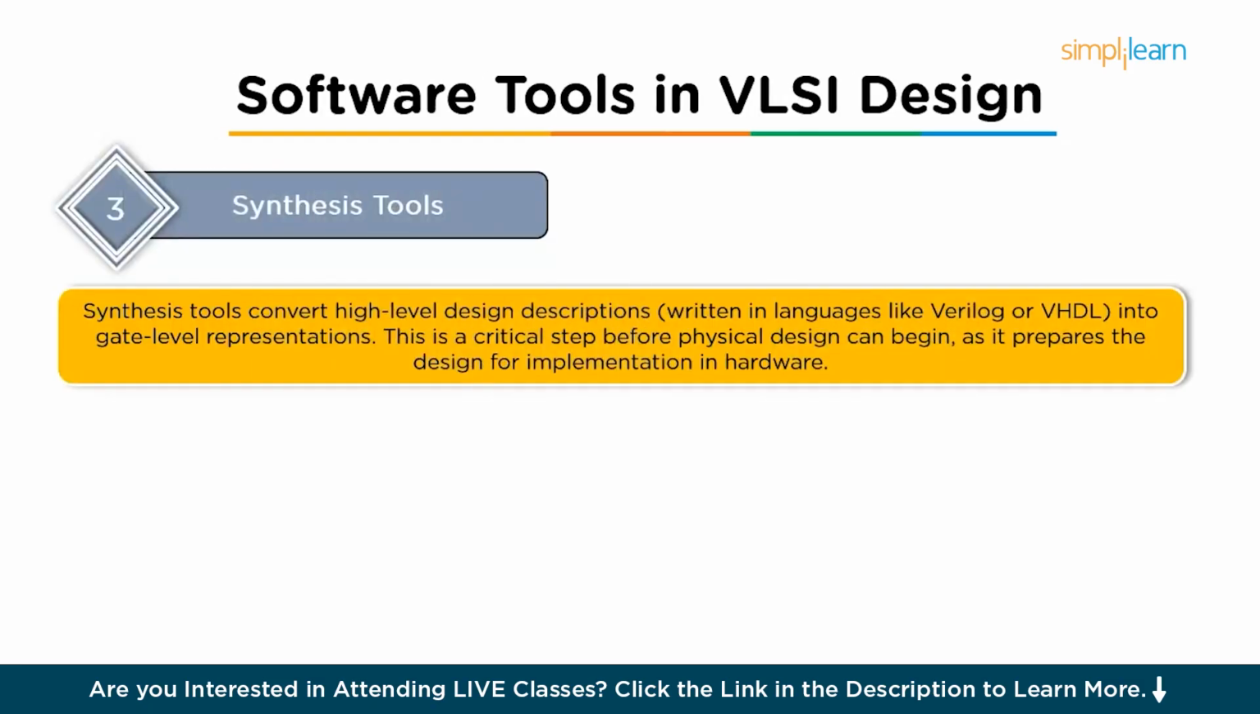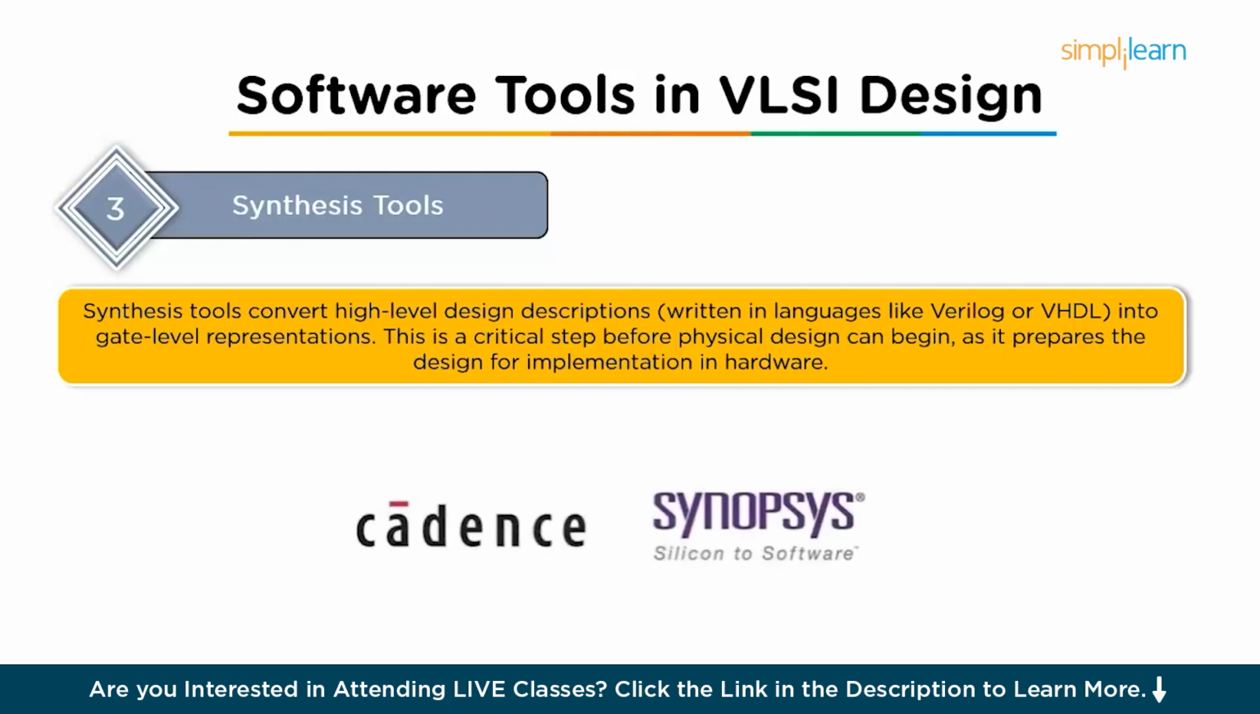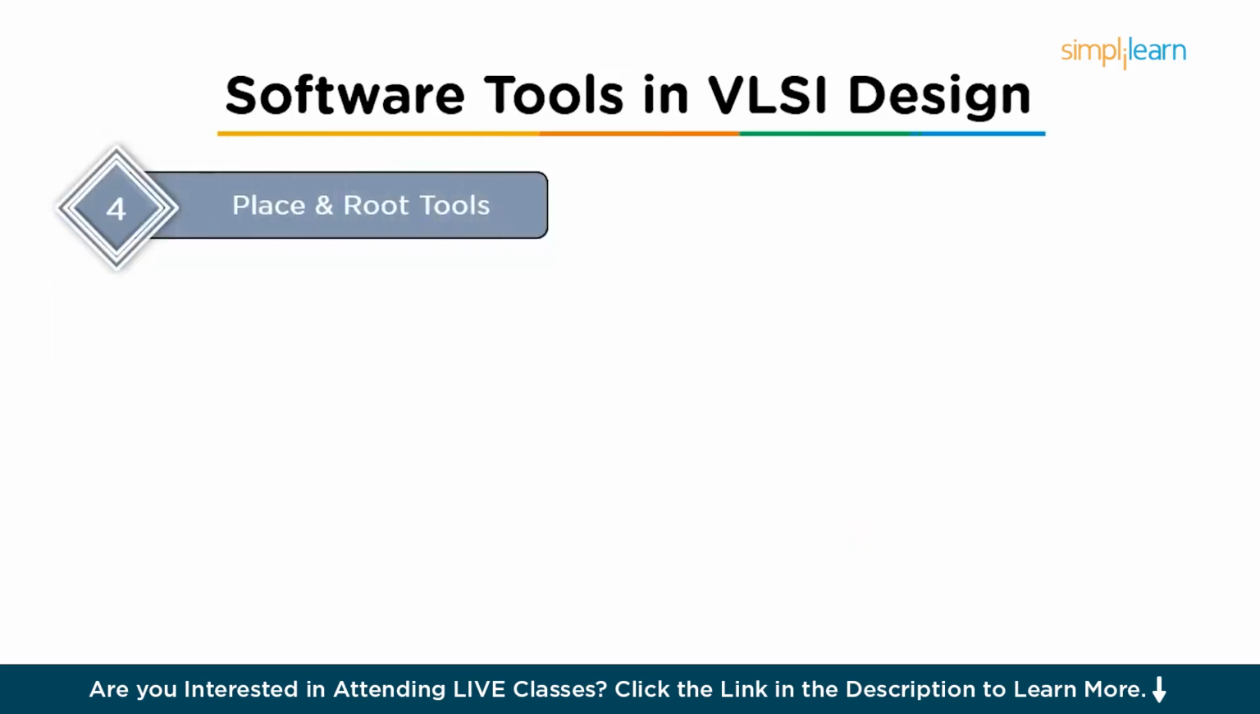Synthesis tools convert high-level design descriptions into gate-level representation. This is a critical step before physical design can begin, as it prepares the design for implementation in hardware. Examples are Synopsys Design Compiler and Cadence Genus. Then come place and route tools.